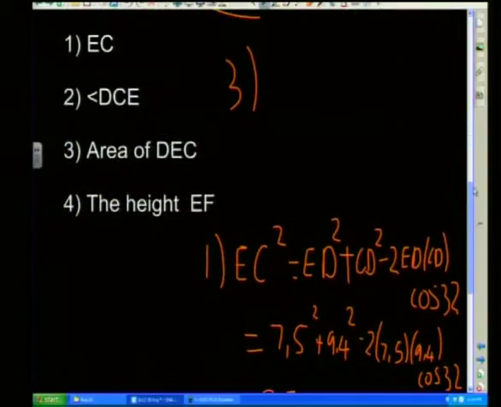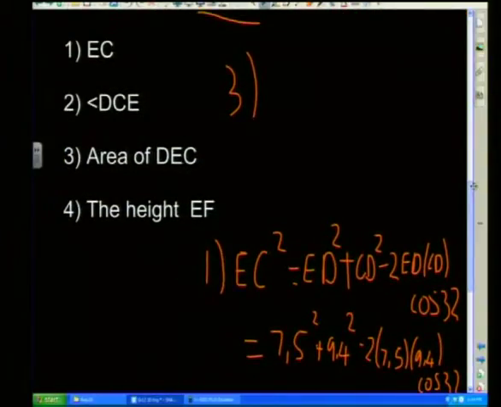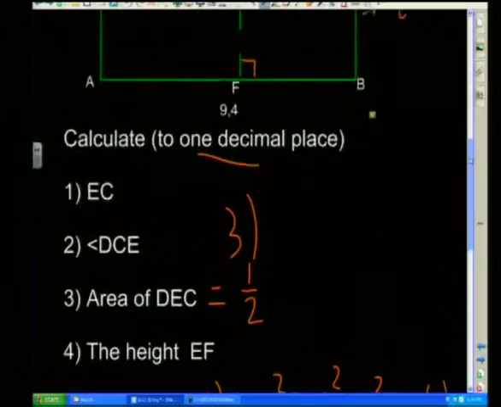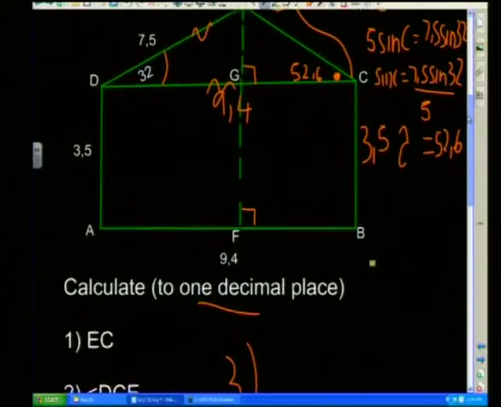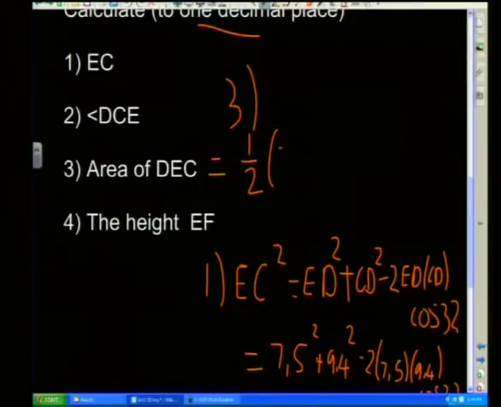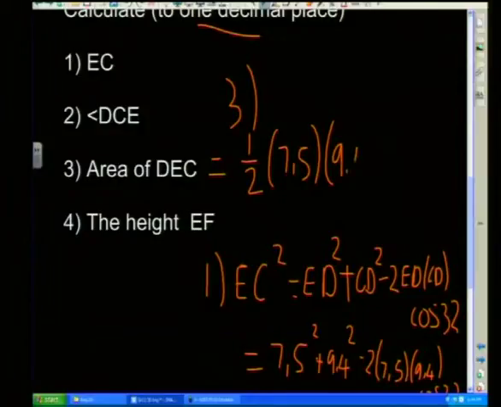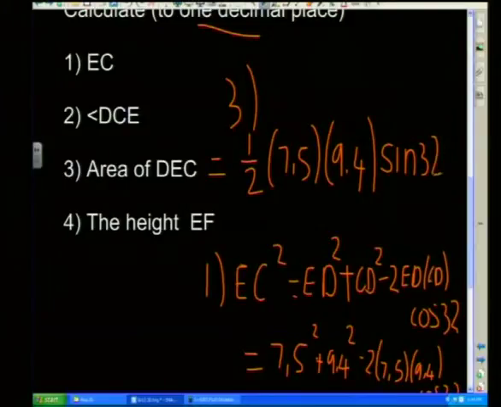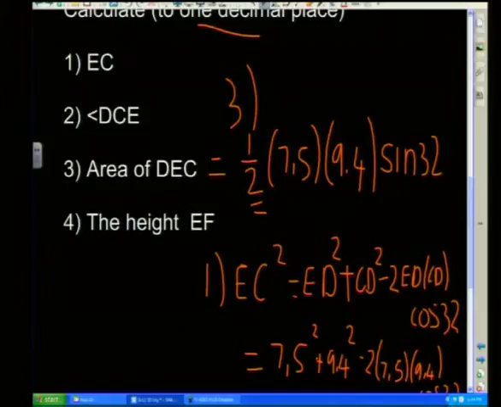All right, so therefore the area of triangle DEC is going to be equal to, remember your area rule is half AB sine C, so it's a half of the product of the two sides. So a half of 7,5 times 9,4, and then sine of the included angle. And our included angle here was the 32 degrees, so it's sine 32. And then once again, just put that on your calculator, and let's see what we get.